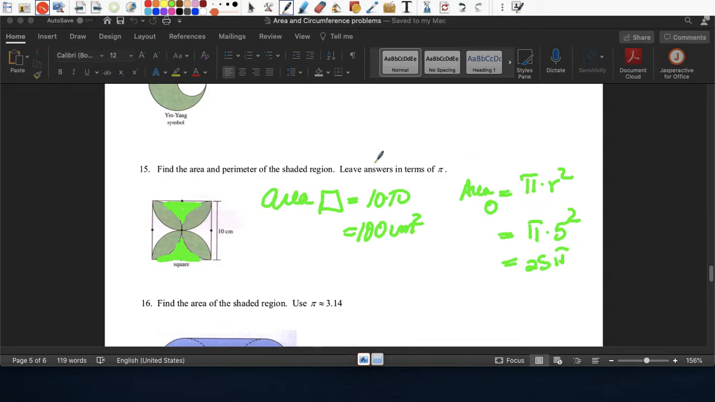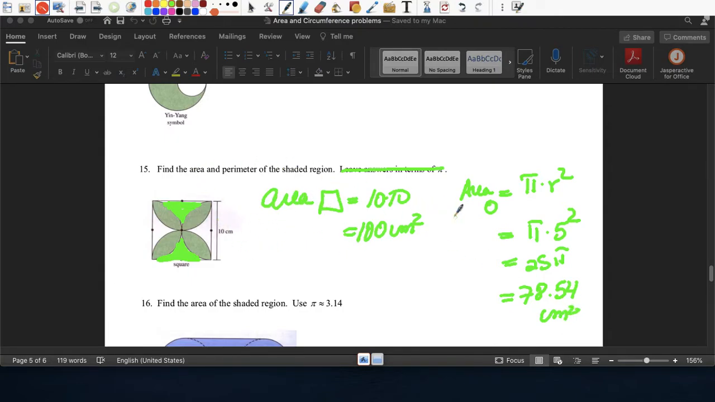And actually, I'm not leaving it in terms of pi. Let me cross that out here. And if I multiply 25 times pi, I'm going to get 78.54, by the way, centimeters squared. So that's the area of the circle.